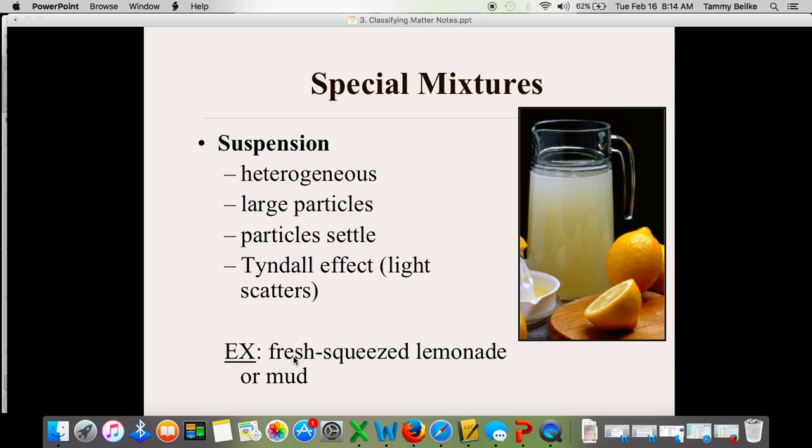Some examples: fresh squeezed lemonade, that's a suspension. If you've got the pulp, all that pulp is eventually going to settle out. Mud, if any of you have ever gone down to the river, gotten a scoop of water, there's silt and dirt and rocks and all that floating around in the water. Eventually, if you let it sit on your countertop for like a week, it would settle out.